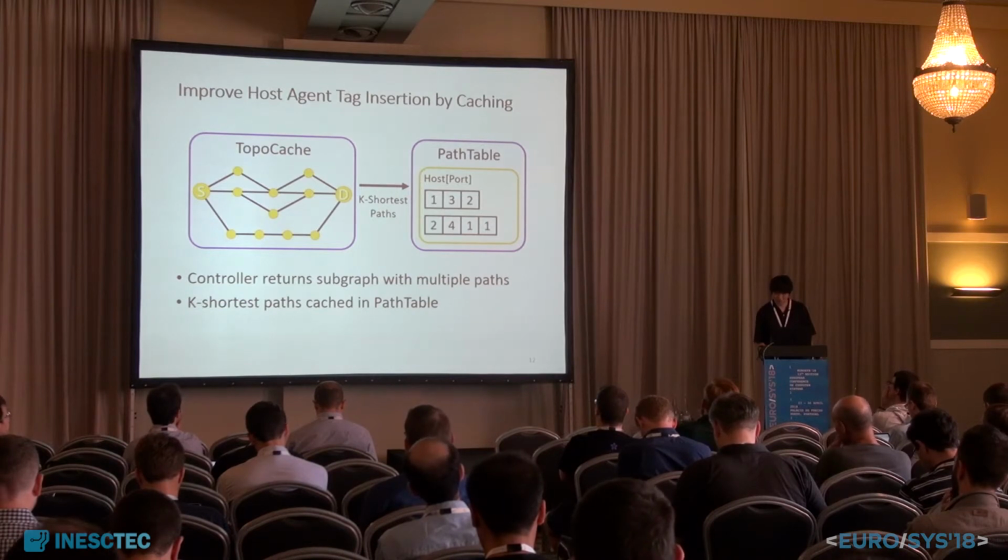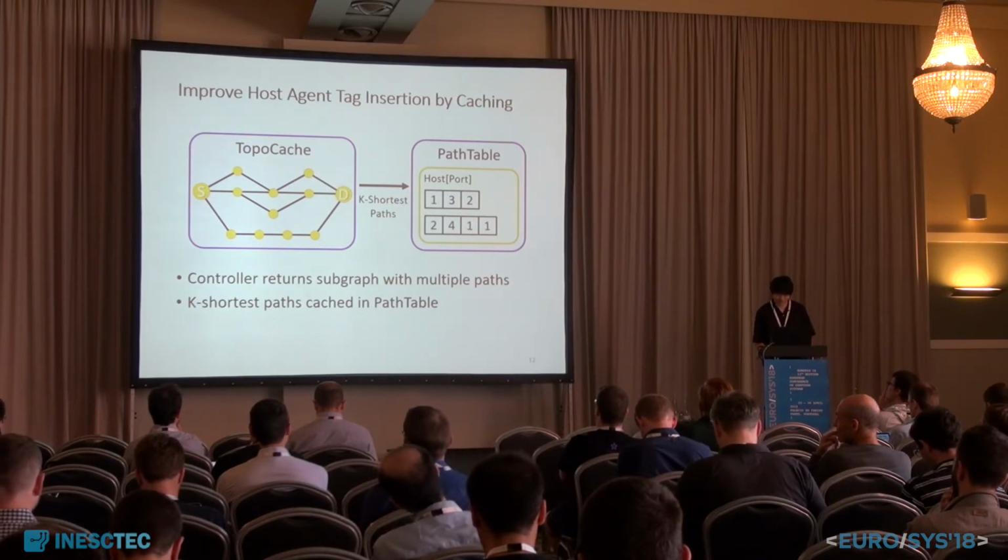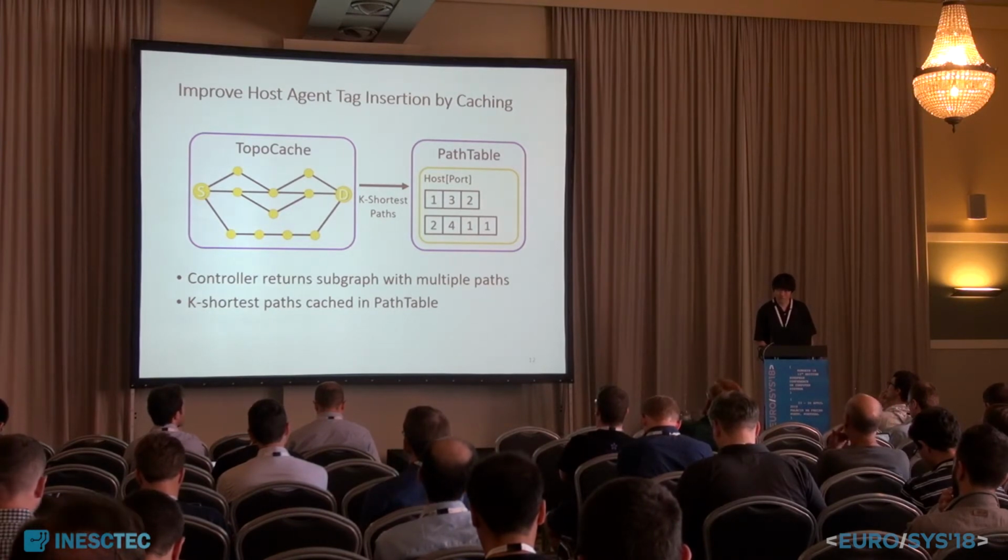So next time, if the host agent wants to send some packet, it can first search in the path table, and if something matches, it can use the cached tags to speed up tag insertion. Now we have reached what a traditional network can do. So let's see what the benefit of DAMnet is.